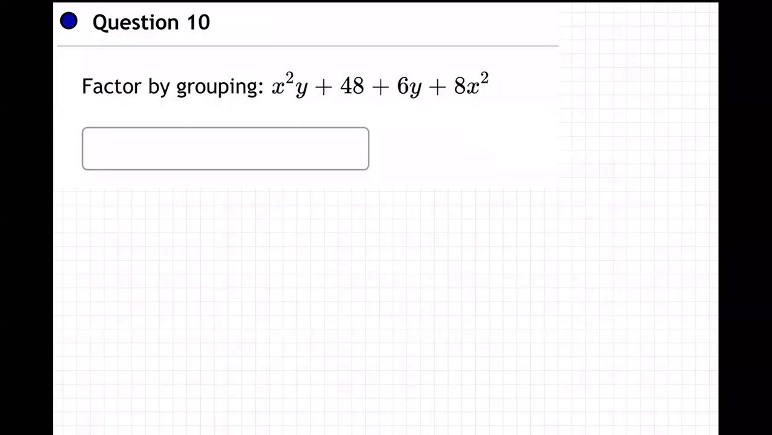Okay, so on this one, what do we do? We're trying to factor. We've got 4 terms. Factor by grouping. Now on this one, we're going to have to rearrange on step 1. Step 1, reorder the terms.